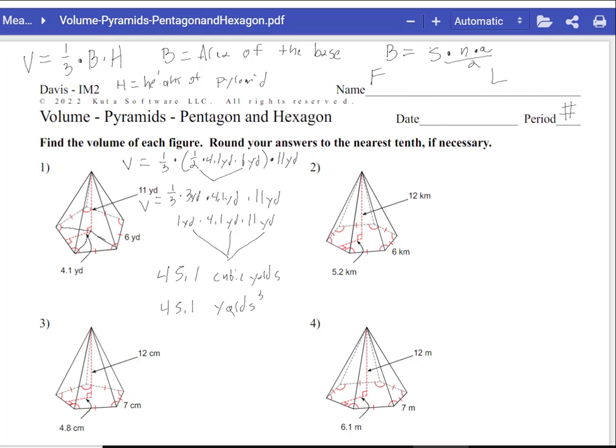So let's do another one. This guy right here is a hexagon. There are going to be 6 little triangles inside here. So if we understand this, we understand that the volume is equal to 1/3 the area of the base times its height, the pyramid's height.